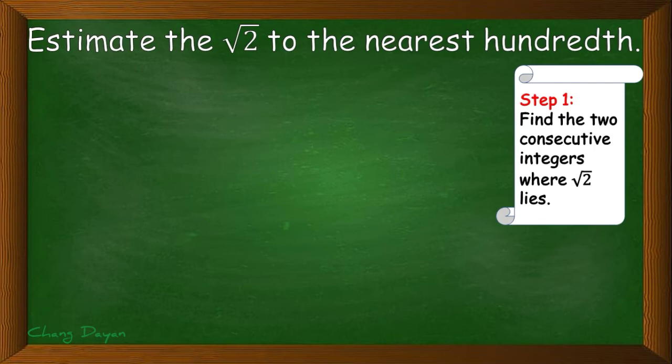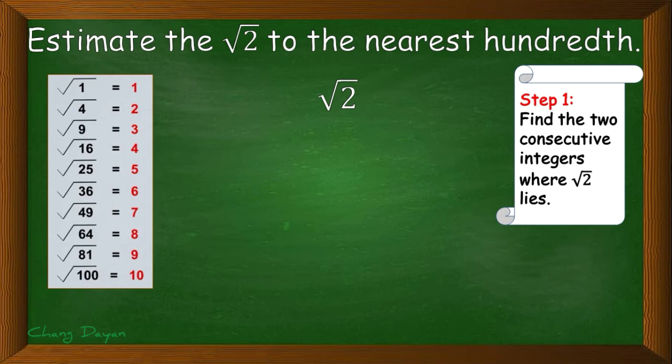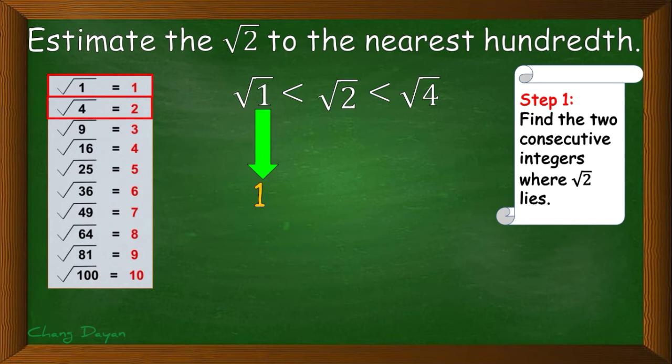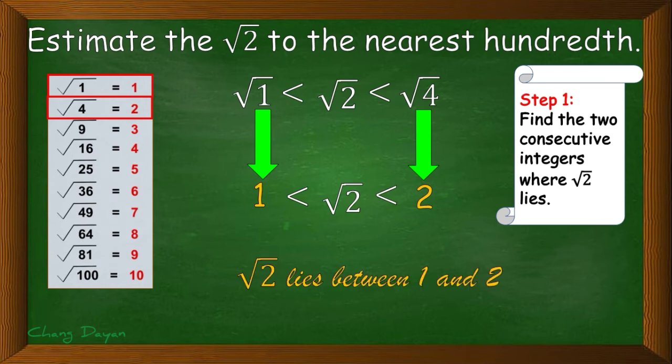Unang gawin, find two consecutive integers lies square root of 2. So we have here square root of 2. We have here the chart. Square root of 2 is greater than square root of 1 but less than square root of 4. So, kunin natin ang principal root na square root of 1. And that is 1. Principal root ng square root of 4 is 2. Ibig sabihin, square root of 2 is greater than 1 but less than 2. So, ang square root of 2 lies between 1 and 2.